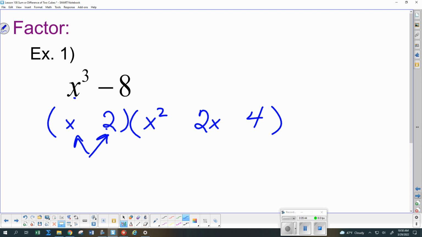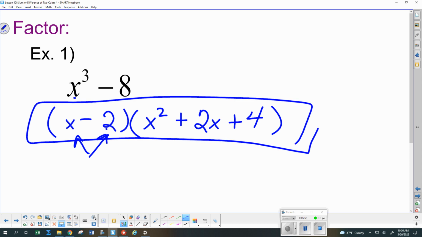And then I do SOAP. I started with a minus sign, so this is the same. And then the opposite, and then always positive. And I'm done.